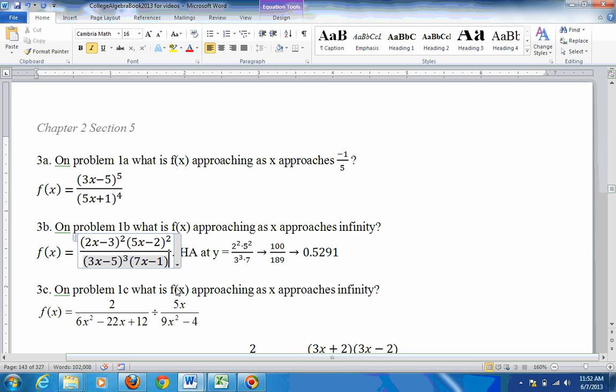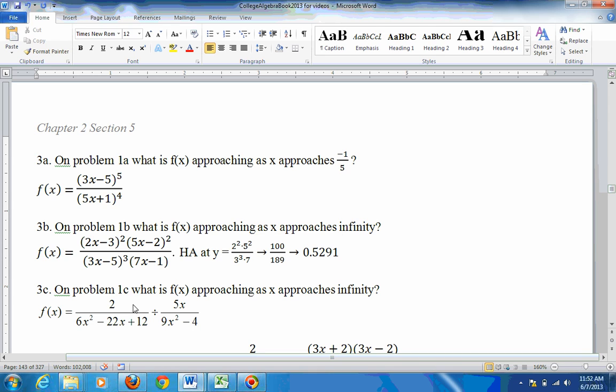Now when the powers are the same, you look at the leading coefficient. Now the leading coefficient on the top is going to be 2 squared plus 5 squared, which is 100, and the leading coefficient on the bottom is going to be 3 cubed times 7, and 3 cubed times 7 is 189, and 100 over 189 simplifies down to 0.5291. So that would be the location of the horizontal asymptote.